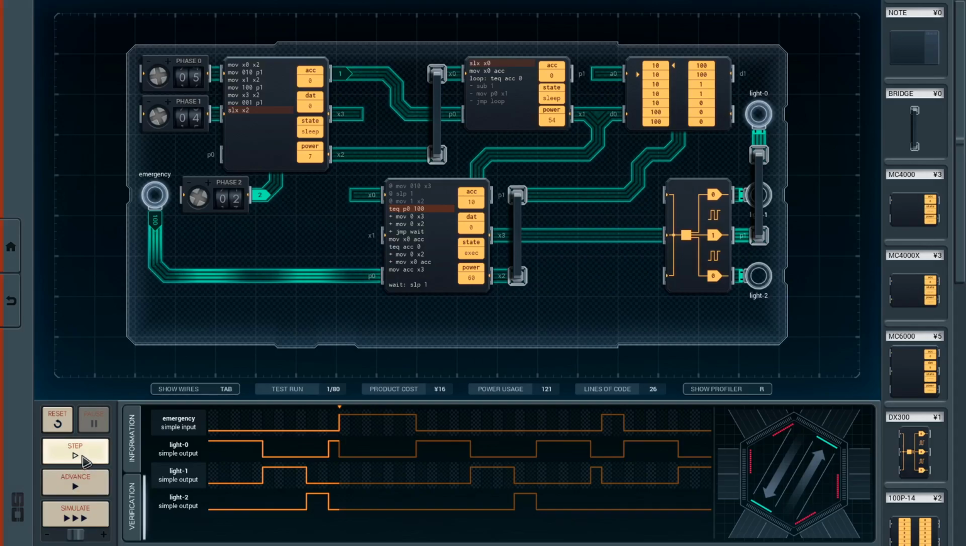Emergency coming in. P0 is 100. Move 0 to x3, so clear that out. Move 0 to x2, reset the pointer, and jump to 8. This looks good. Okay, so we keep emergencying. When emergency is cleared, read the next value, put it there, and it's all good. Okay, so I need to see it loop around now.